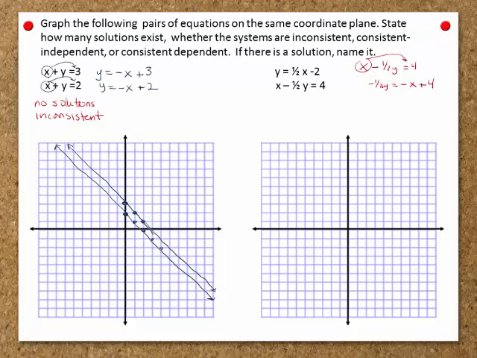And I want to get rid of this -1/2, so I'm going to multiply the whole equation by -2. This -1/2 and this -2 will cancel, leaving me with y. -2 times -x gives me positive 2x, and -2 times 4 gives me -8.